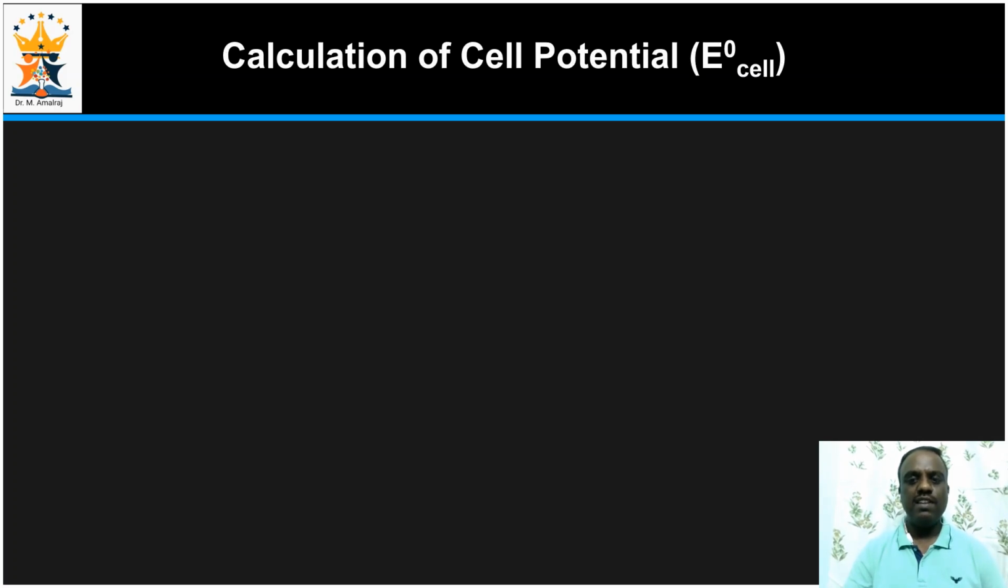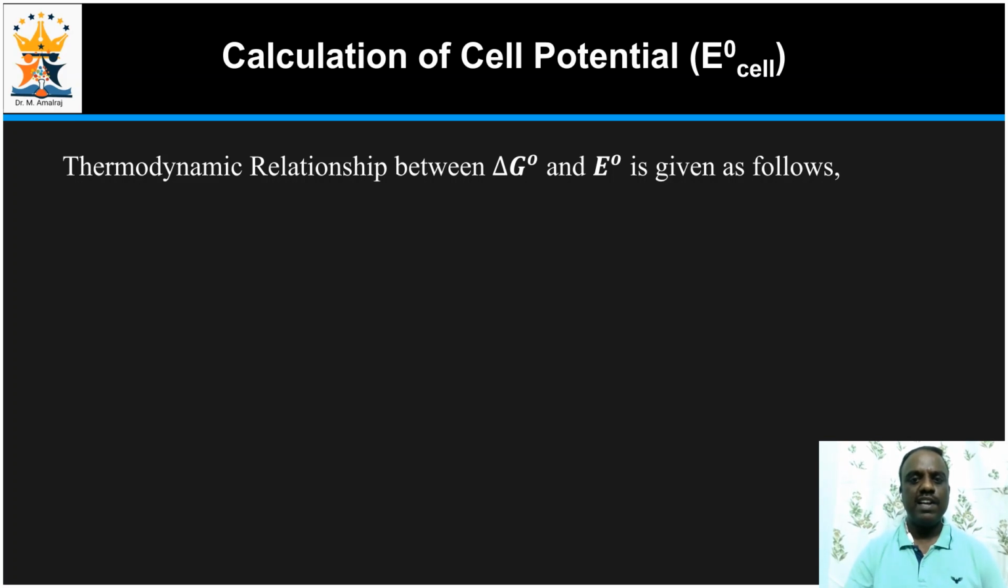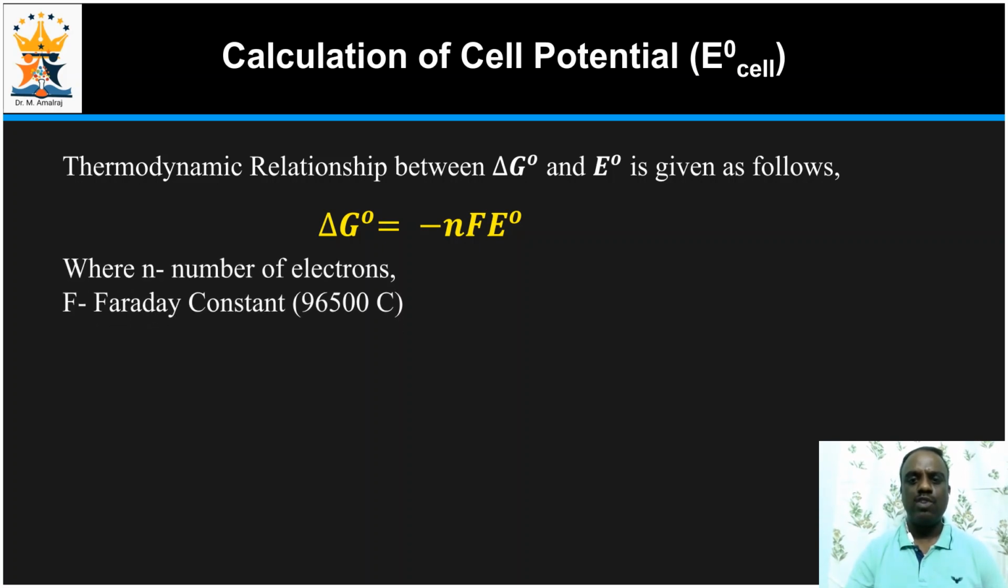So far, we learned about the theoretical aspects of electrochemistry. Now let us learn the tricks and tactics to solve the problems in electrochemistry. First, let us calculate the cell potential. The thermodynamic relationship between delta G naught and E naught is given by delta G naught is equal to minus nFE naught, one of the most important formulas in electrochemistry, where n is the number of electrons and F is Faraday's constant, which is approximately equal to 96,500 coulombs.